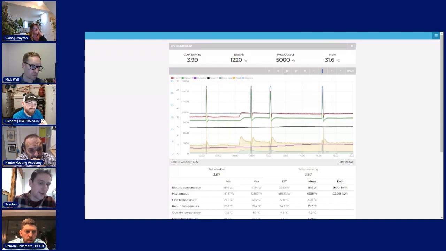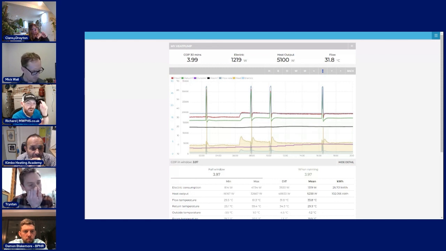Generally the heat geek systems, they badge their output below their maximum output, isn't it? Yeah. So that's completely different from most of the other brands, where the actual output during cold conditions will be below that kind of nominal output, as it were.